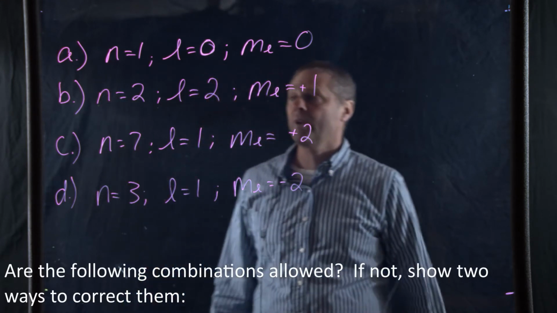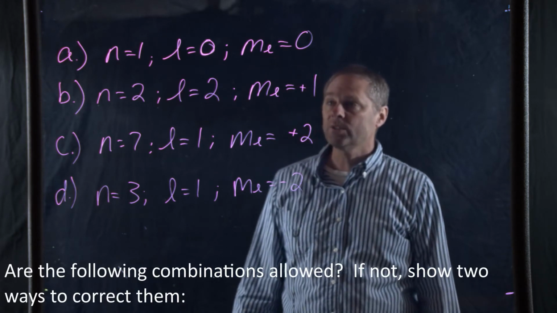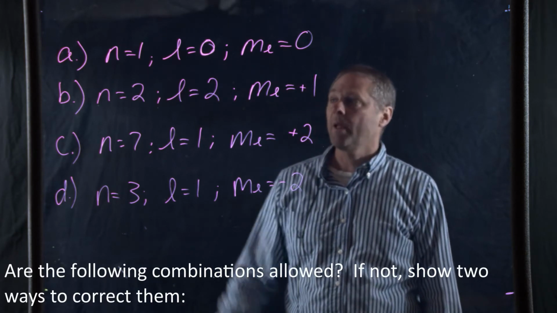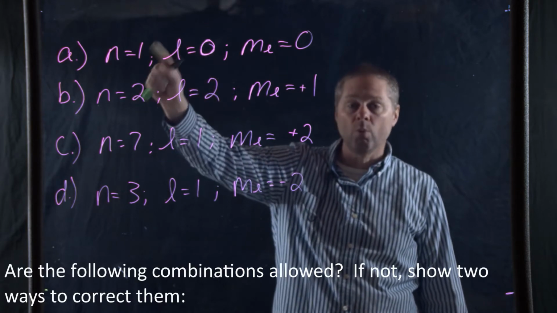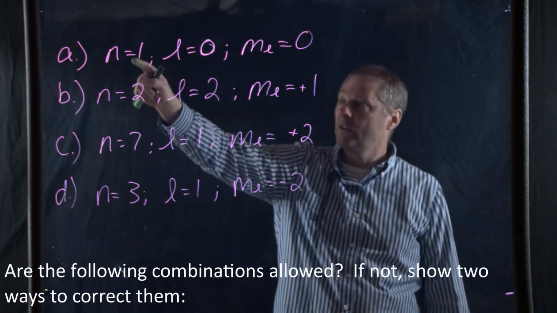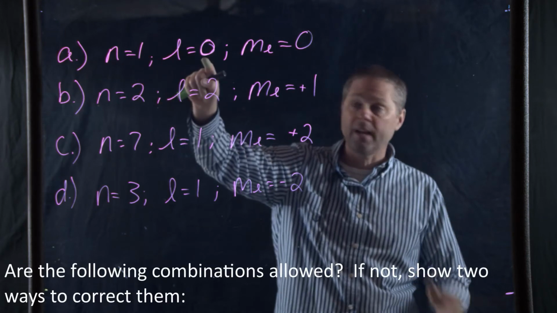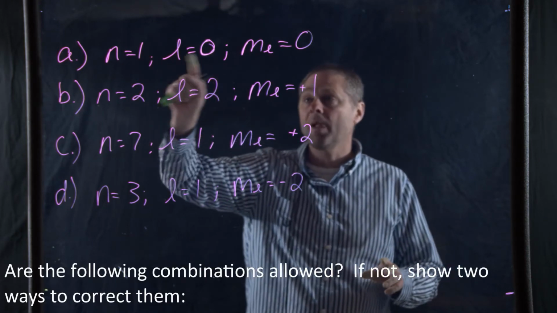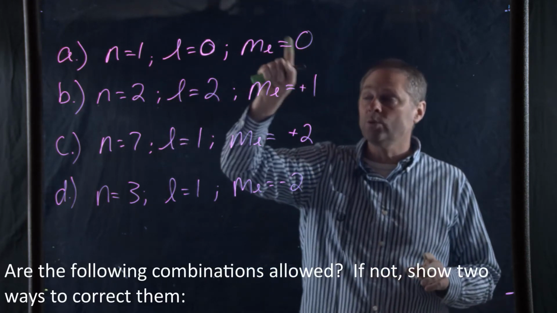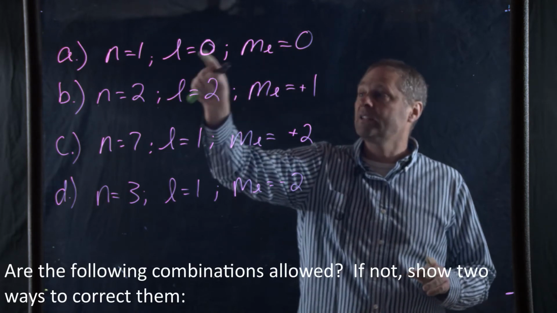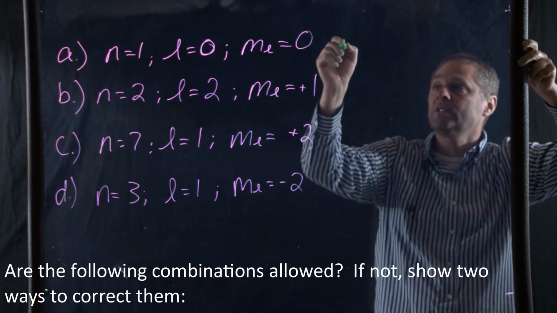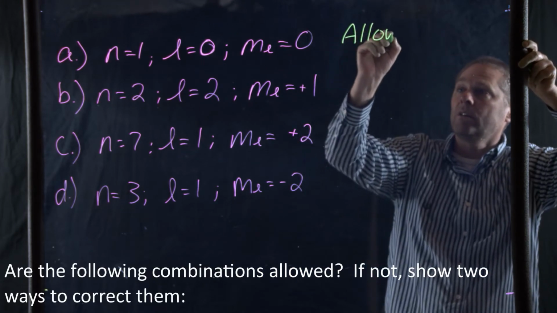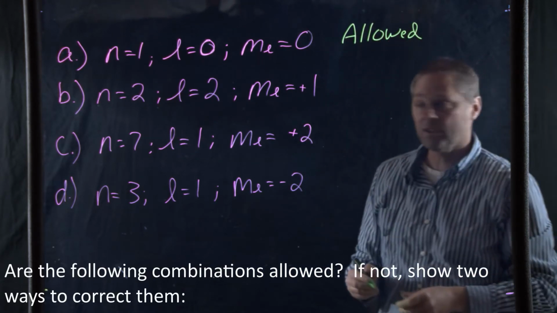So for the first one, we have n equals 1, L equals 0, m sub L is equal to 0. Now, the value of L has to be at most n minus 1. n minus 1 is going to give us L, so this is a good combination. m sub L ranges from minus L to plus L, and since L is 0, m sub L can be 0 as well. So this is allowed. That's a good one.